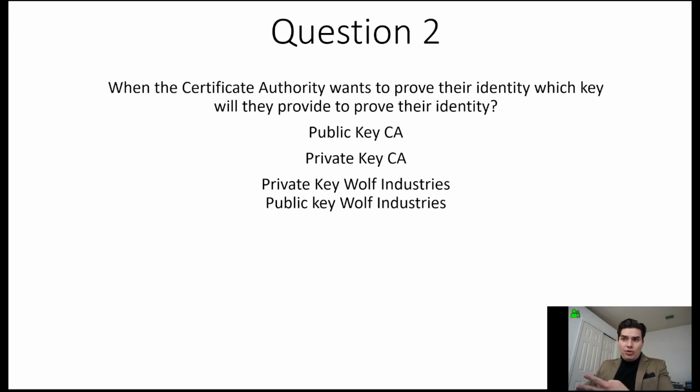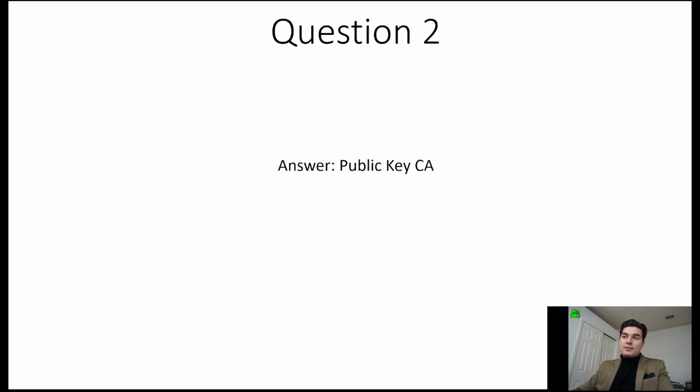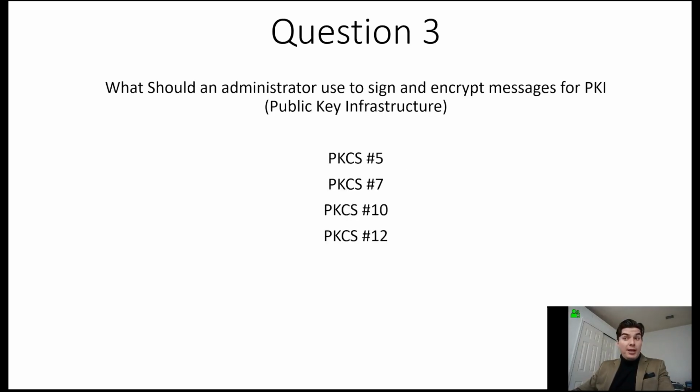So question number 2, when the certificate authority wants to prove their identity, which key will they provide to prove their identity? They would provide their public key. So they'd sign their certificate with their private key, and then they would provide their public key. If Wolf Industries was giving this out to customers, they would sign their certificate with their private key and then use their public key to prove their identity.